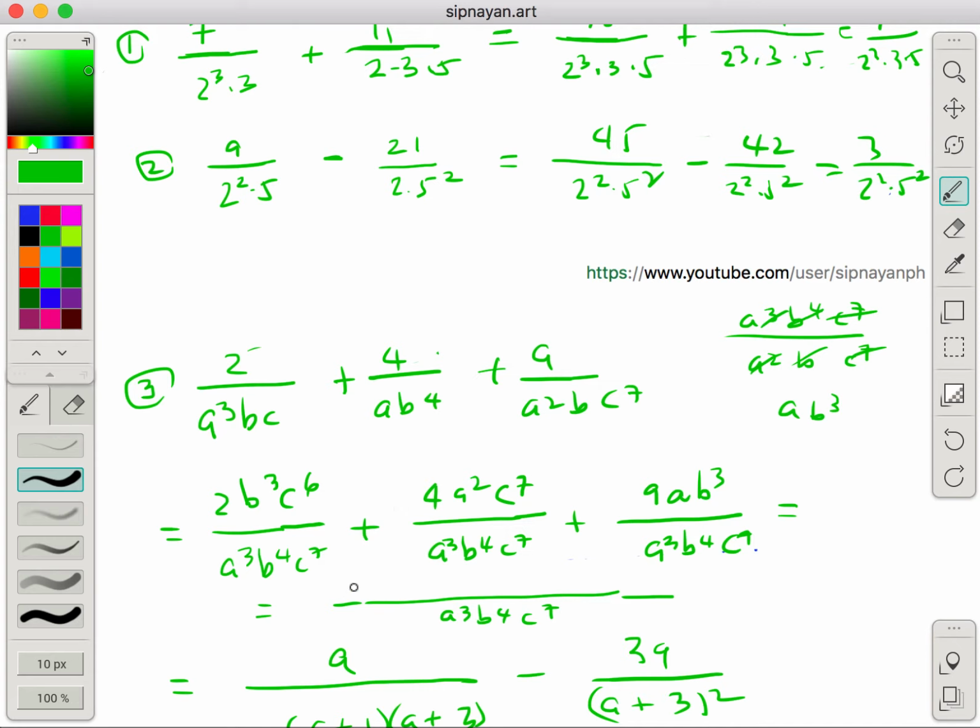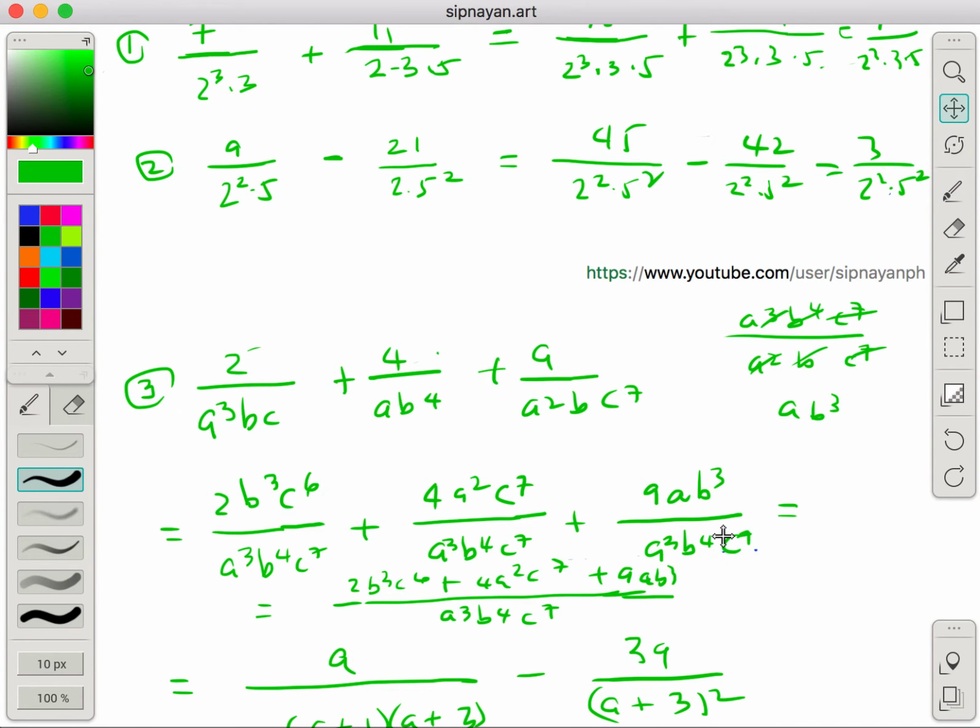Wala naman tayong common. So 2b cubed c to the sixth plus 4a squared c to the seventh plus 9ab cubed. Okay? So isang bar lang siya. Tama ba tayo? Baka meron tayo na miss. Okay? So isa lang yung kanyang bar and then the LCD sa baba.